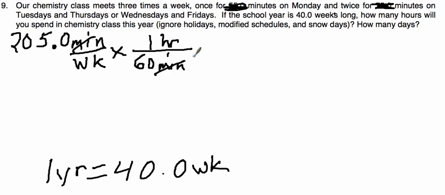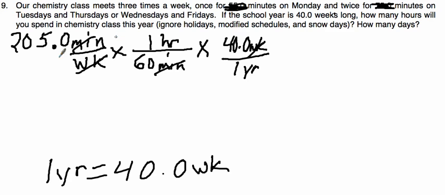We're looking for hours per year. We're not talking about a regular year of like a 52-week year. We're talking about a school year. And our bottom conversion factor has the value we're going to use. It's going to be 40.0 weeks in 1 year. And we get to cancel off our weeks.